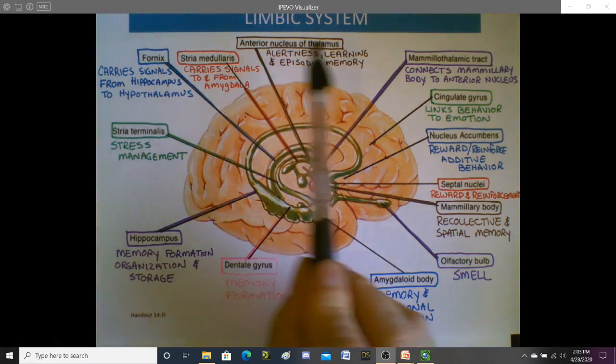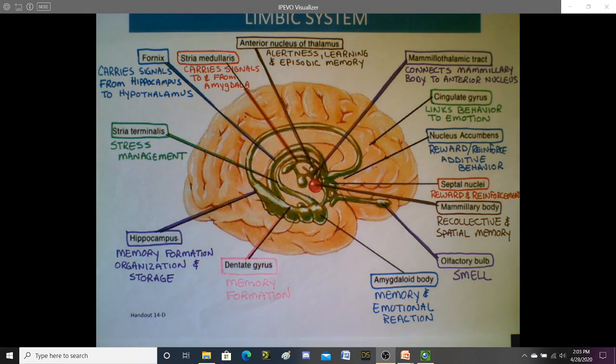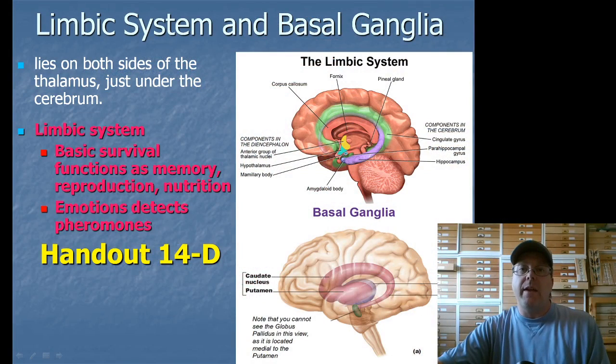So with the limbic system, remember the big picture is it involves two major things: memory formation and emotional response. And so each individual part plays a slightly different role in that, but it's still those two major functions. All right. So that takes care of handout 14D. And I'm going to go into the next video talking a little bit more about the limbic system before we move on.